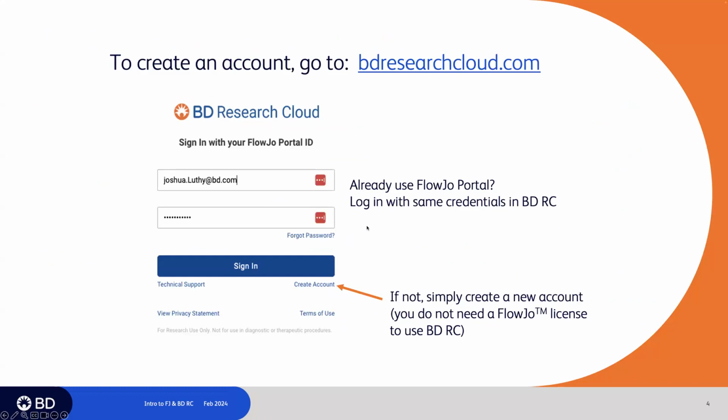So to create an account, we can go to bdresearchcloud.com. And if you already have a FlowJo portal account, you can sign in directly with those credentials just by entering your email and password. If you don't have an account, it's real simple. You just click that create account button down here, and it'll help you set up an account real quick so you have access to BDRC and some of those free tools available in there.